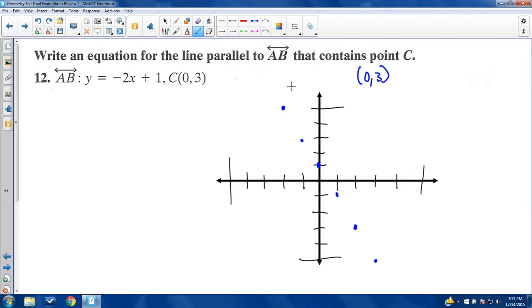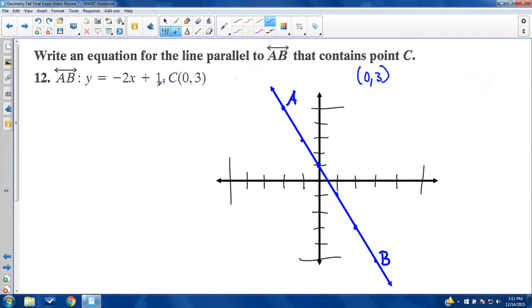Now A and B are just points that are on the line. They're not endpoints because it is a line. It's not a segment. There are no endpoints. So let's just say that A was up here, B was down here. Okay, we need to make one parallel. Actually, I want to make A over here.